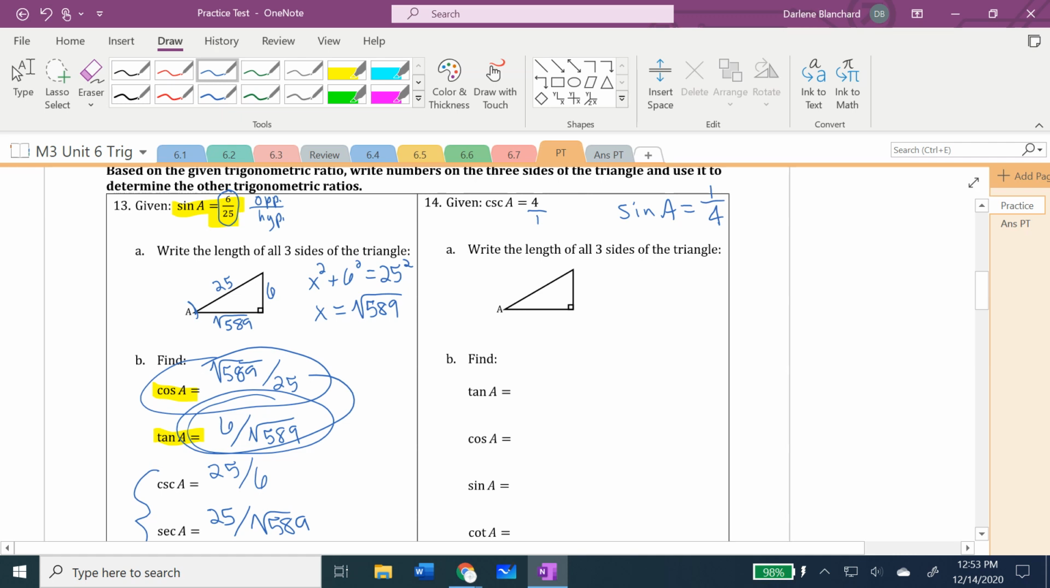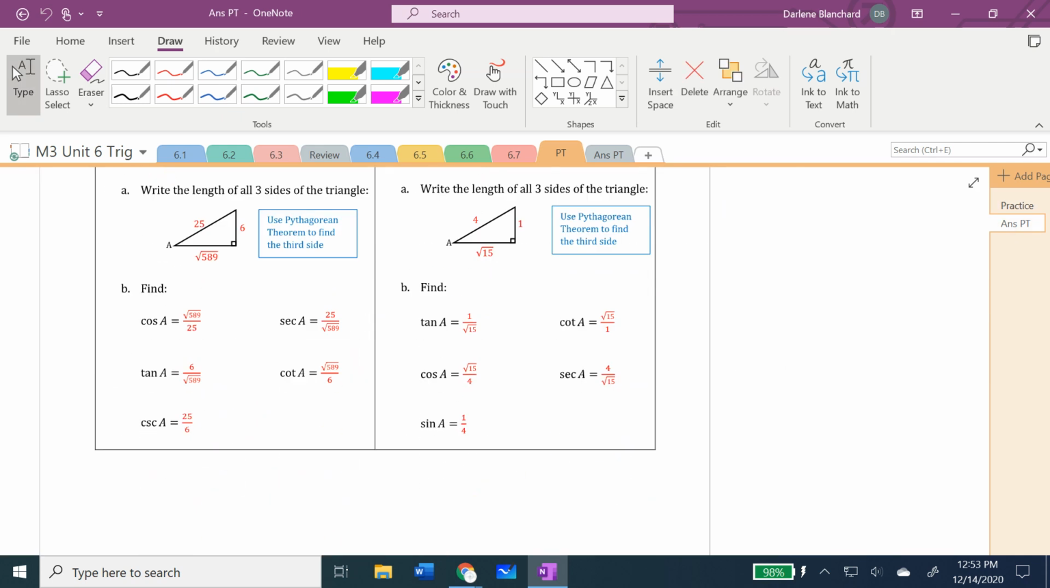And then you're going to do just like what you did over on the other triangle. Opposite then is 1, hypotenuse is 4. Use Pythagorean theorem to find your third side. And that would be leg squared plus leg squared equals hypotenuse squared. 16 minus 1, so square root of 15. And then write down what those ratios are. And I'll just go to the answers at this point.